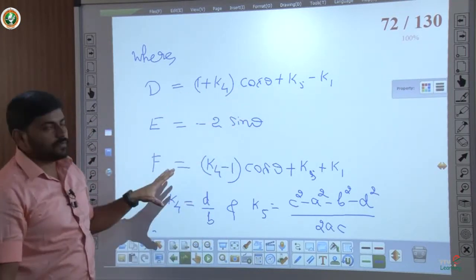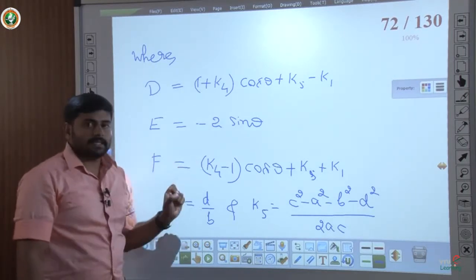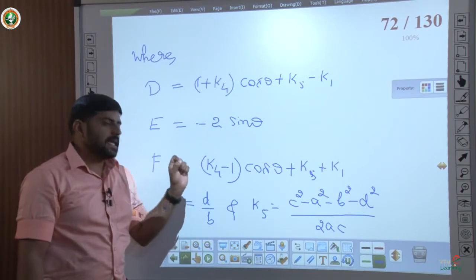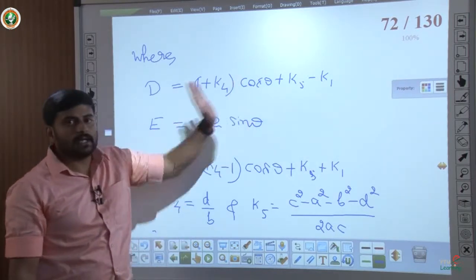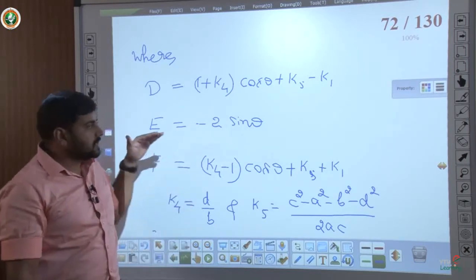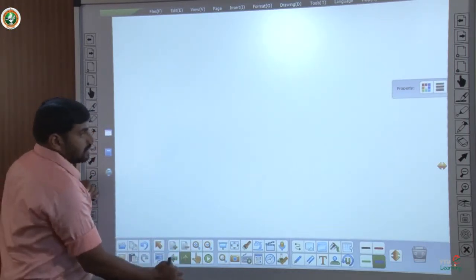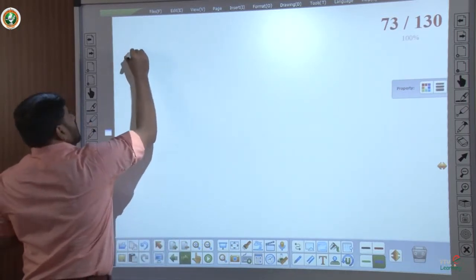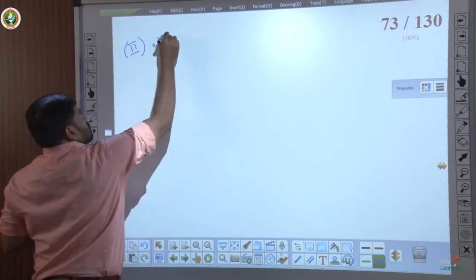If you carefully observe, all these equations depend only on link lengths, that is A, B, C and D, and also if I know the input crank angle, that is theta, I can solve. So this is the point where we have stopped. From this point I will take up in today's lecture, that is I will start the second topic, that is velocity analysis.